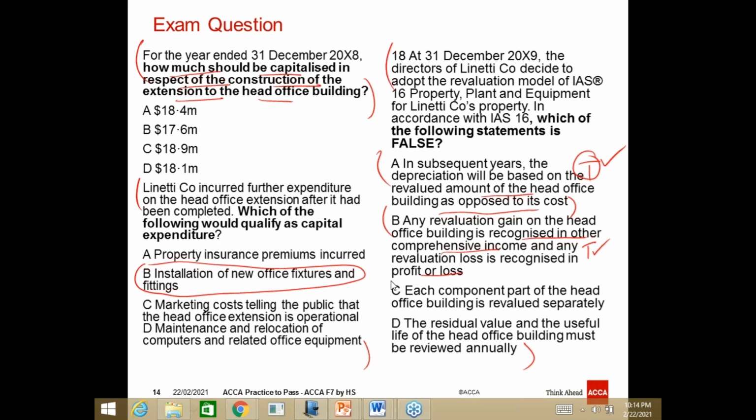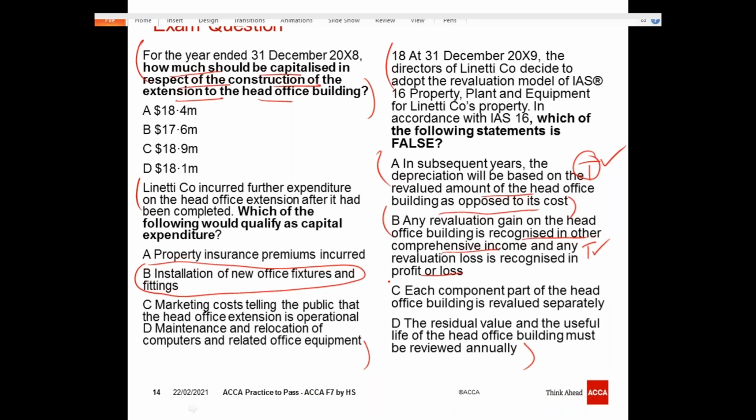Each component part of the head office building is revalued separately. We never do this according to the provision of IS 16, because IS 16 says once the asset is going to be revalued, you have to do the revaluation at the same time for the whole class of assets. So the whole class of the asset should be revalued at the same time. So each component part of the head office building being revalued separately will be wrong.